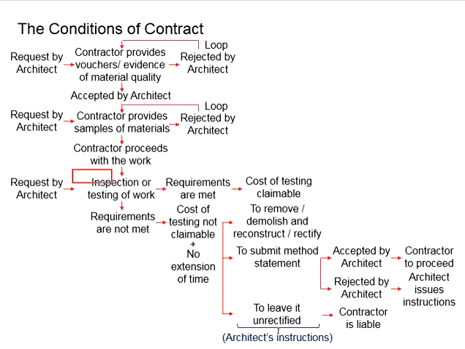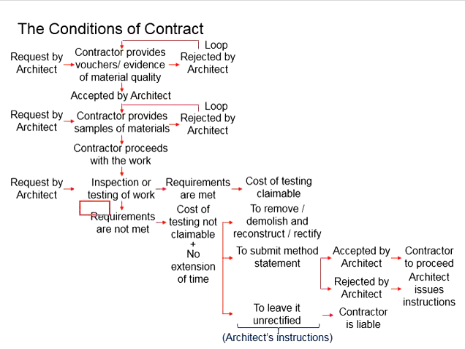Let's say now the inspections and the testing works found that the requirements are all met. The cost for the testing and the rectifications is claimable by the contractor. In this case, the contractors have done nothing wrong. Therefore, the contractor should not be made responsible for the cost.